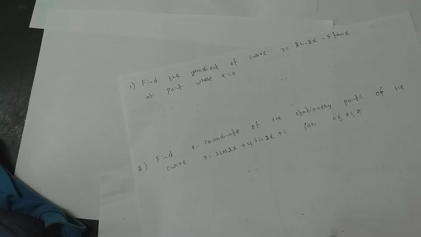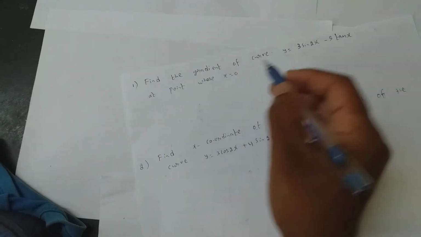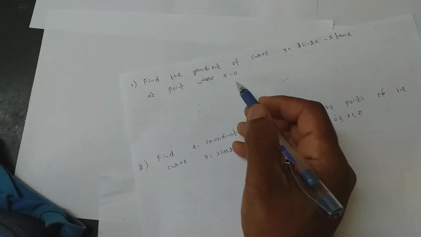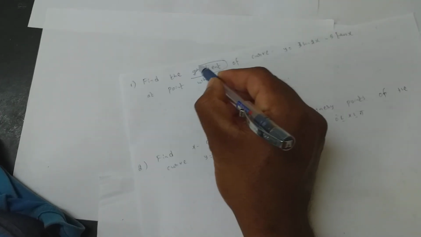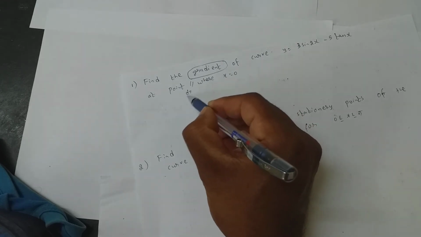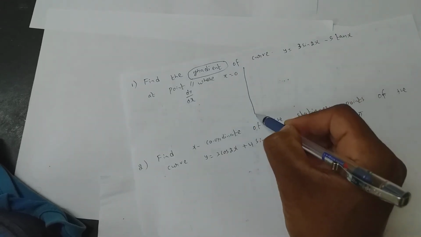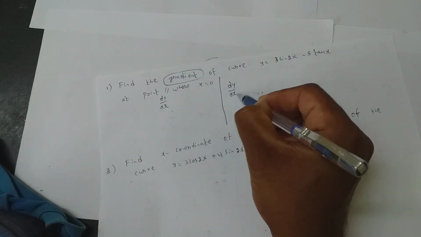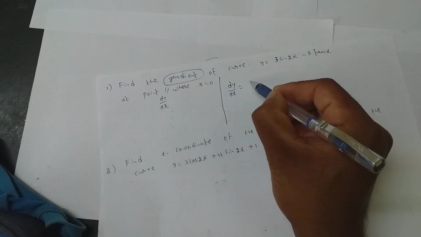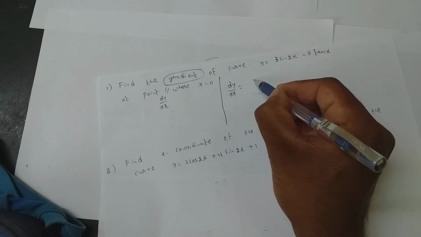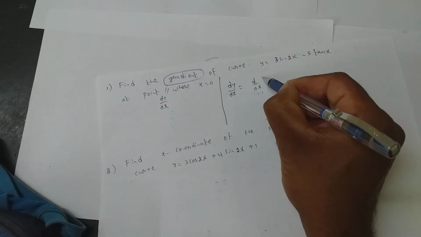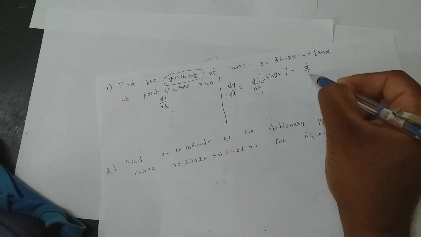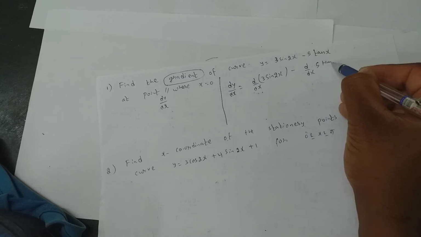Let us look at some next sum. Find the gradient of the curve 3 sin 2x minus 5 tan x at the point where x equal to 0. Gradient means dy by dx, right? Okay, given y is this much. So dy by dx equal to how much do I get? Shall I do it directly? Okay, so d by dx of 3 sin 2x minus d by dx of 5 tan x.